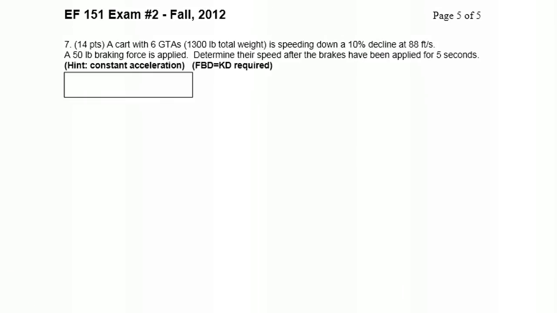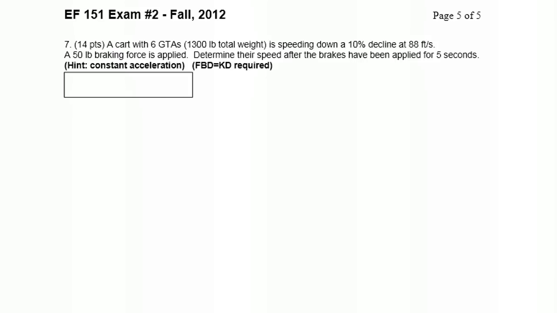Number 7 has a cart with 6 GTAs, total weight given here. That's this cart and the GTAs all together. Speeding down a 10% decline, so they're going down a hill, and they're going at 88 feet per second. Remember, that's about 60 miles an hour. A 50-pound braking force is applied. Determine their speed after the brakes have been applied for 5 seconds.